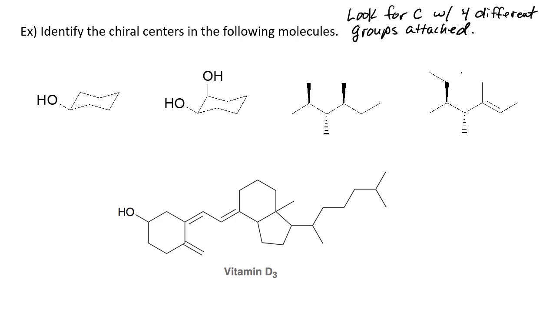All right, so in our first example, we've got a carbon that's attached to an OH group, but here's the thing. Going around the ring that way is identical to going around the ring that way. Let me draw this in a different way for you.